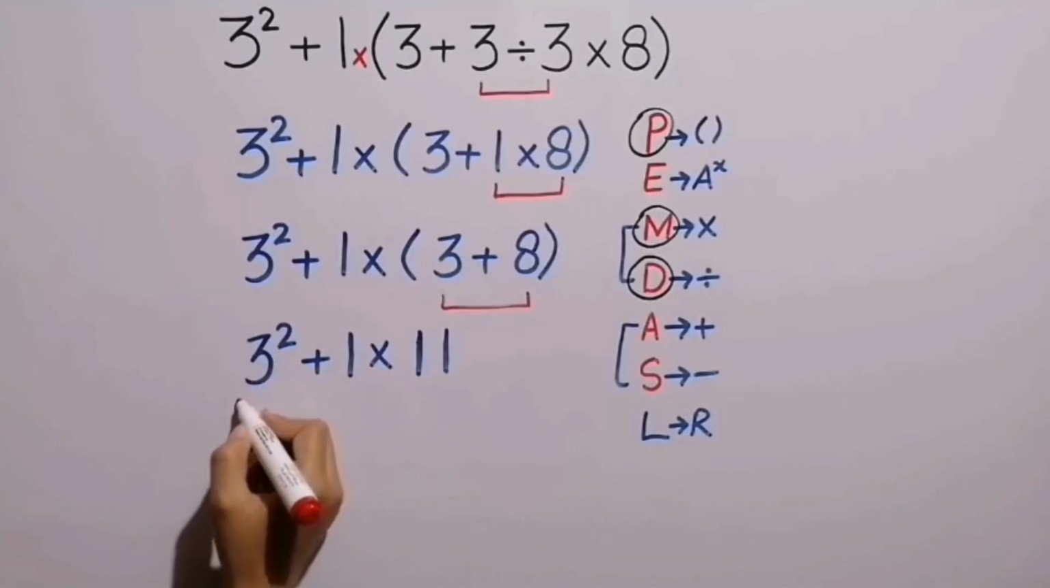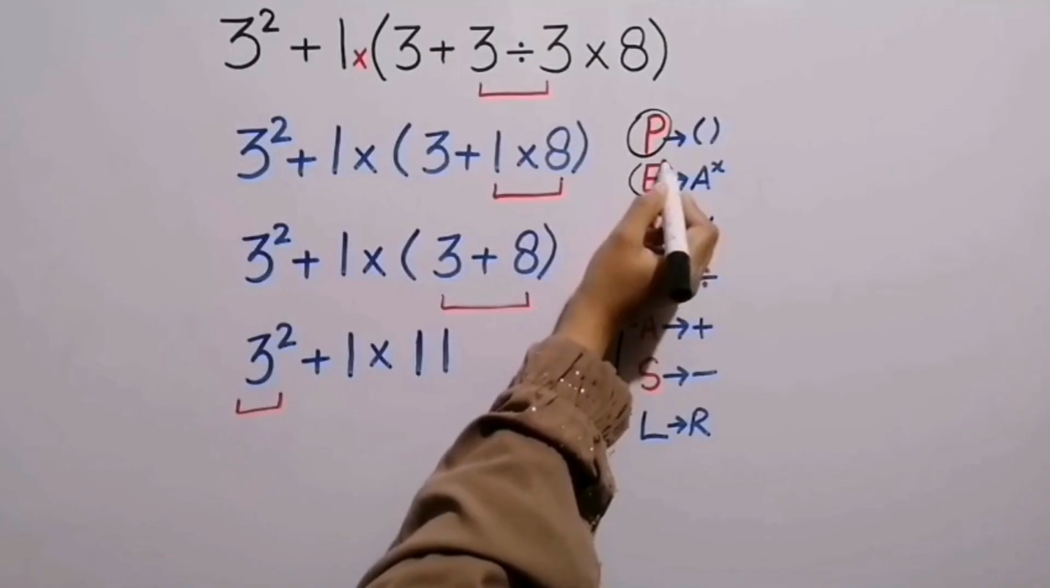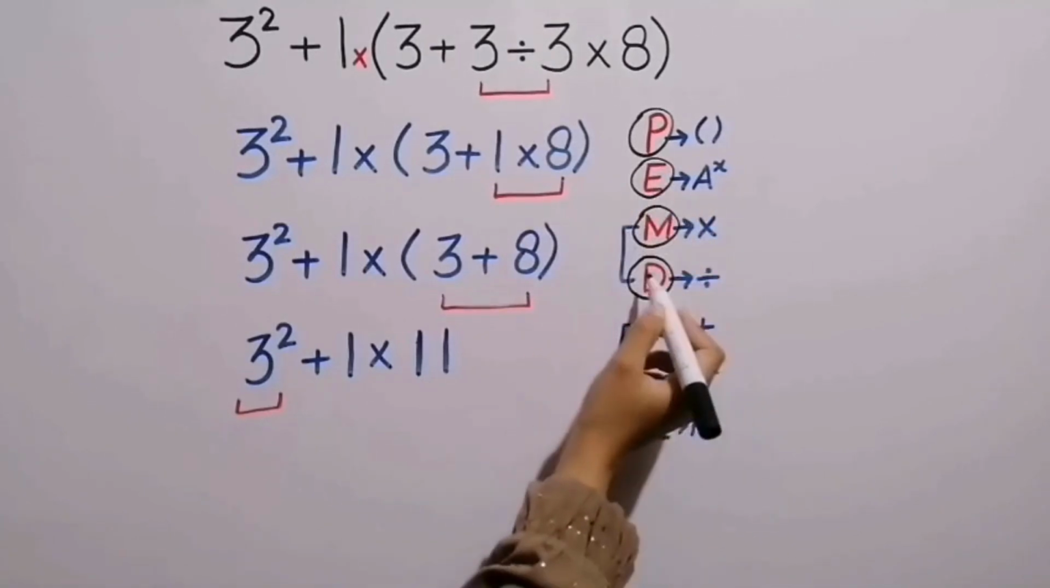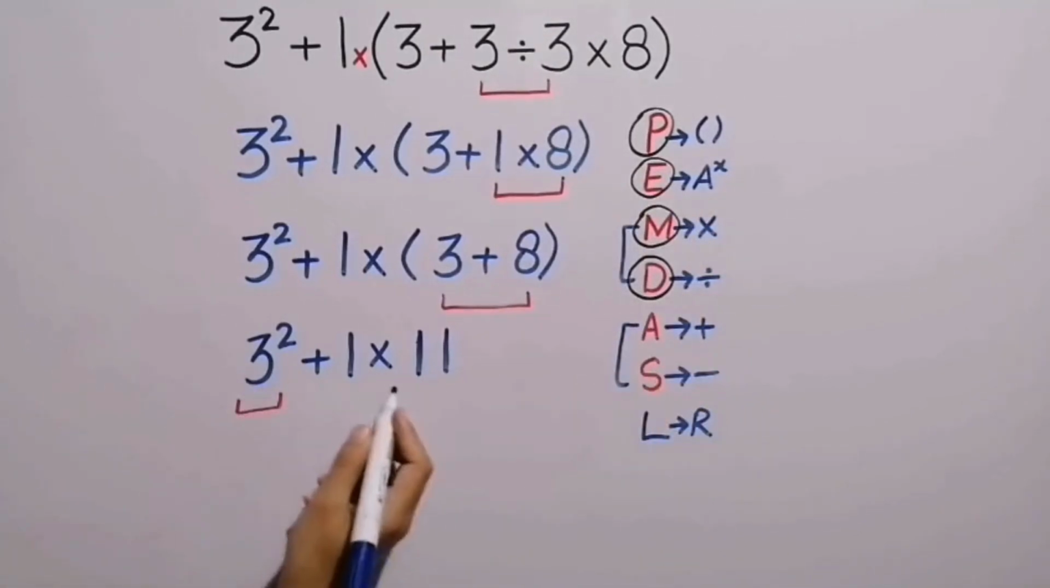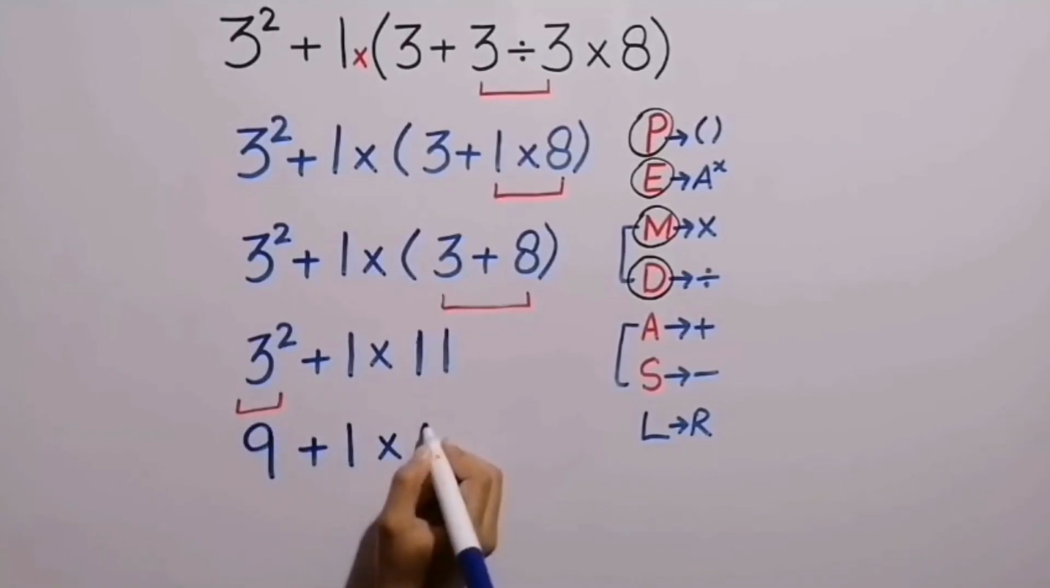Next we handle the exponent. Because after parentheses, exponent has higher priority than all other operations. We simplify this expression as 3 times 3 equals 9 plus 1 then times 11.